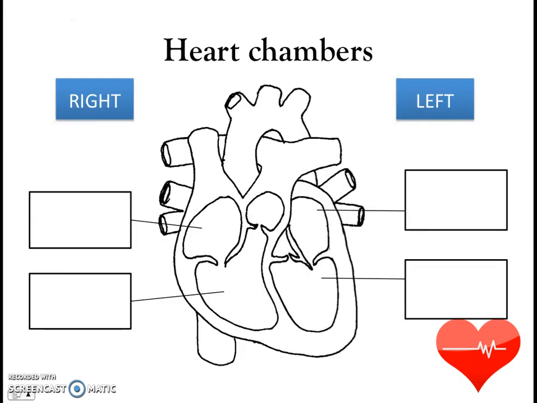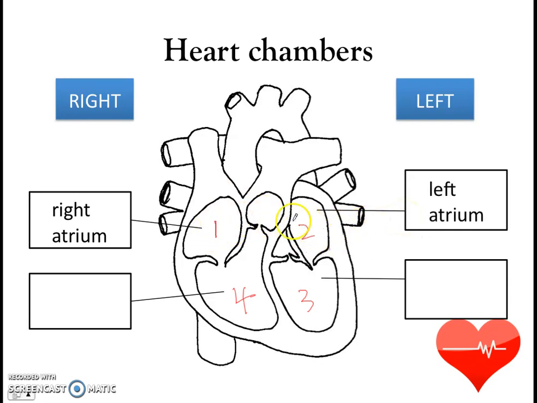Okay, now that we've sorted out which is the left side of the heart and the right side of the heart, we can start to name the heart chambers. So the heart chamber just means a space. The heart has 4 chambers, 1, 2, 3, and 4. It's like a 4-room HDB flat, 4 rooms, 4 chambers. So you can start to name them. Chamber 1 over here, this is called the right atrium. And chamber 2 over here is called the left atrium.